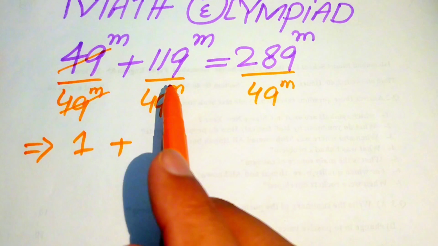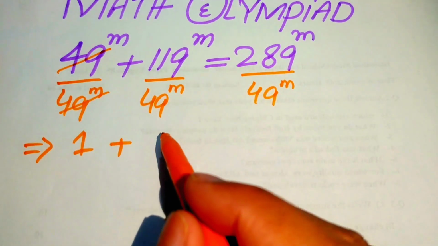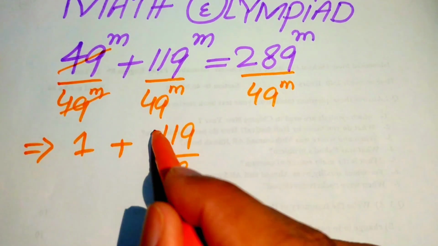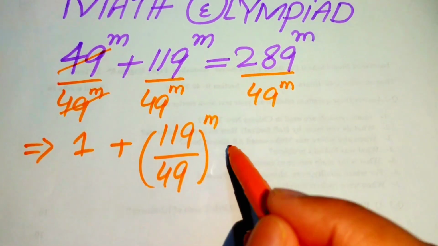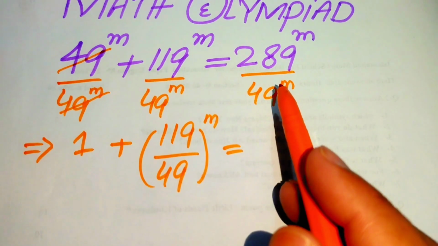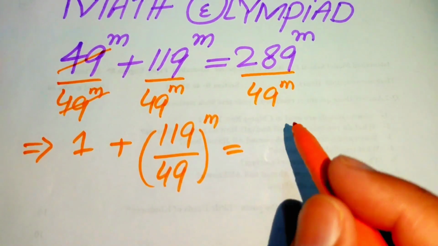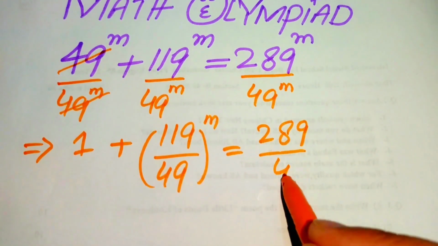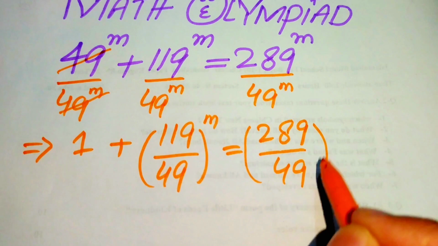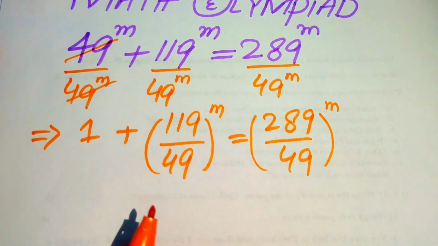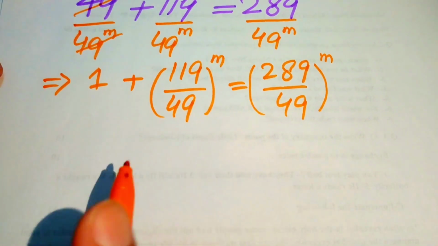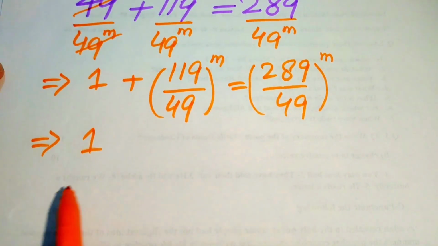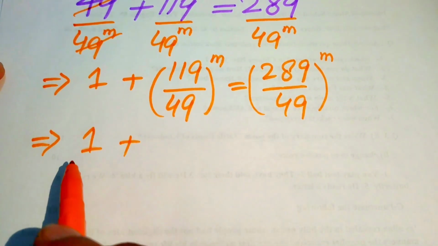and plus here we combine the exponent of both of these terms and write it as 119 over 49 and its whole power m equals to. Similarly here we again combine the exponent of both of these terms and write it as 289 over 49 and its whole power m. Now in the next step we need a little bit of simplification, and after that we convert this exponential equation into the quadratic form.